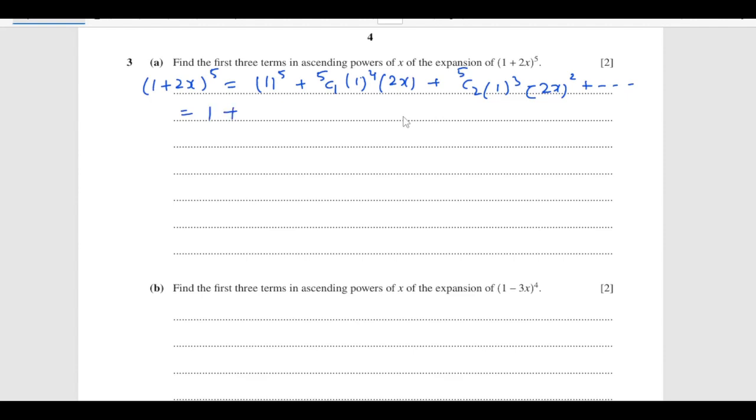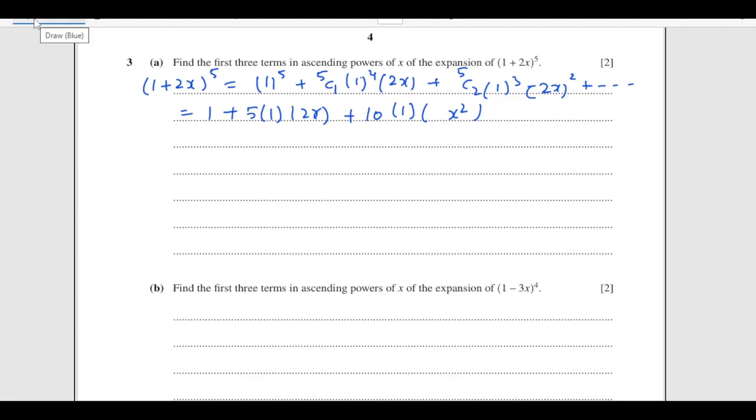So this is 1 plus 5c1 which is 5, then 1 into 2x, 5c2 is 10, just use your calculator directly, and then this is going to be (2x) squared, sorry, 2 squared is 4. So the first 3 terms are 1 plus 5 times 2, which is 10x, plus 40x squared, right. So these are the first 3 terms.